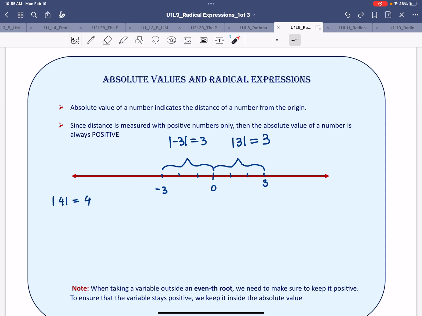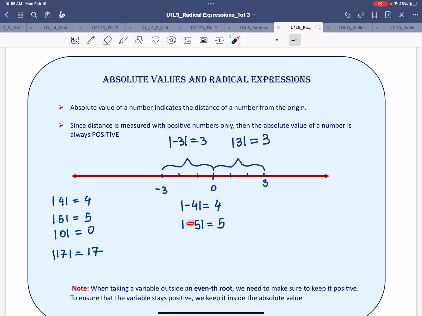We're going to say that absolute value of 4 is 4 because the distance of number 4 from the origin is 4. The distance of number 5 from the origin is 5 units. So absolute value of 5 is 5. The distance of 0 from the origin is 0. So absolute value of 0 is 0. The distance of number 17 from the origin is 17 units. So absolute value of 17 is 17. So let's look at some negative numbers. We'll say that the distance of negative 4 from origin is 4. So absolute value of negative 4 is 4.